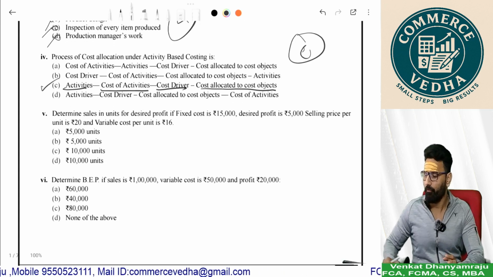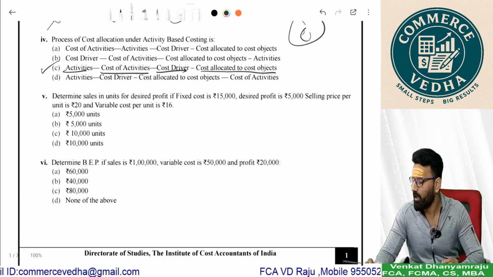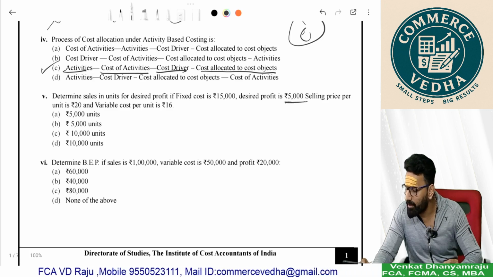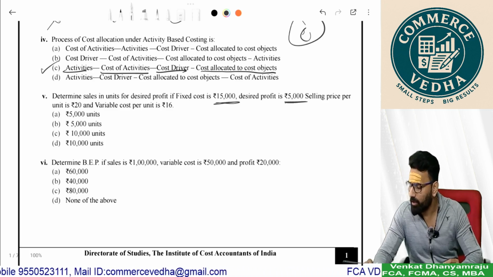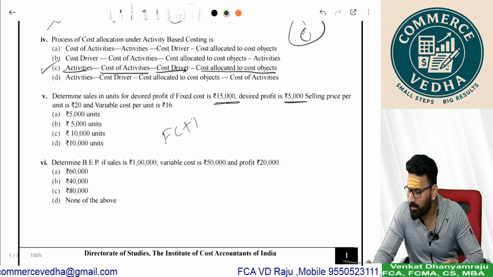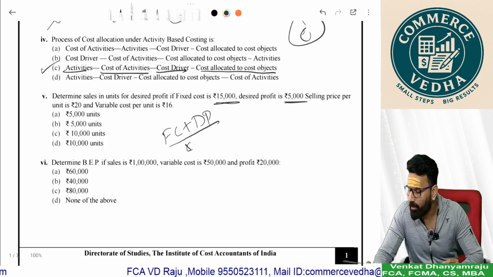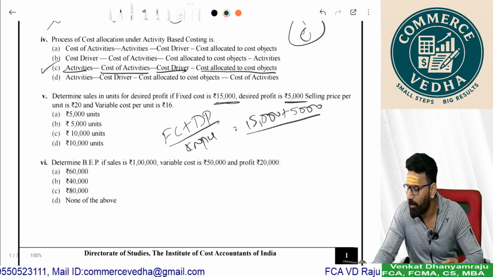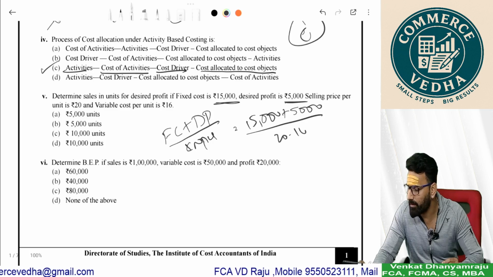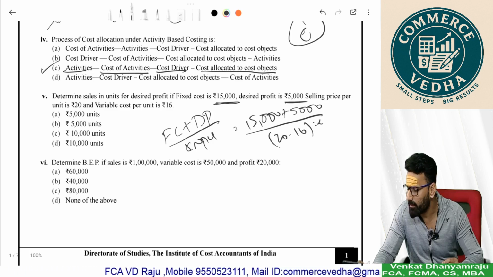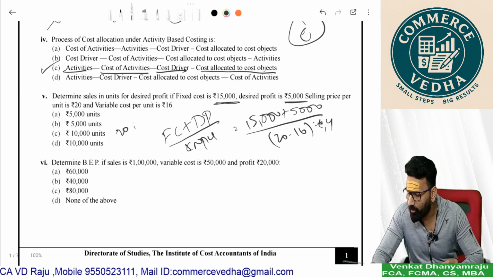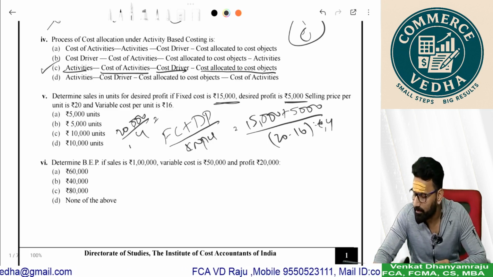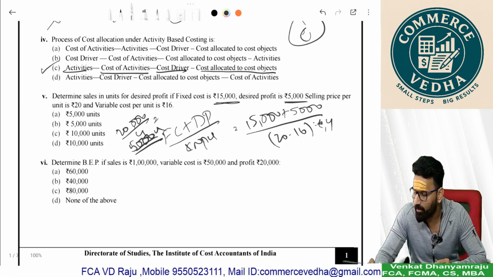Now, fifth question. Determine the sales in units. We have given desired profit 5, fixed cost 15. So here the formula is fixed cost plus desired profit by contribution per unit. Fixed cost plus desired profit by contribution per unit is 20 minus 16, that is 4. So 20,000 by 4, I think 5,000 units. So the answer is A.